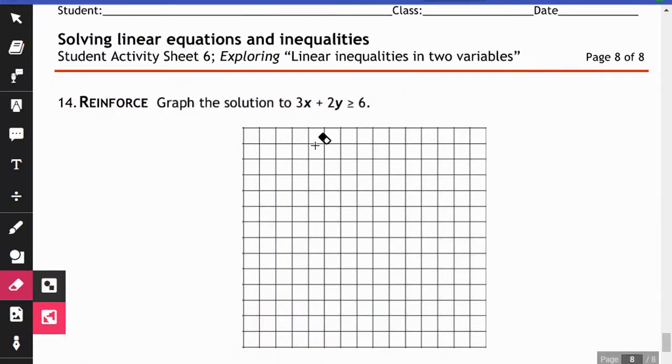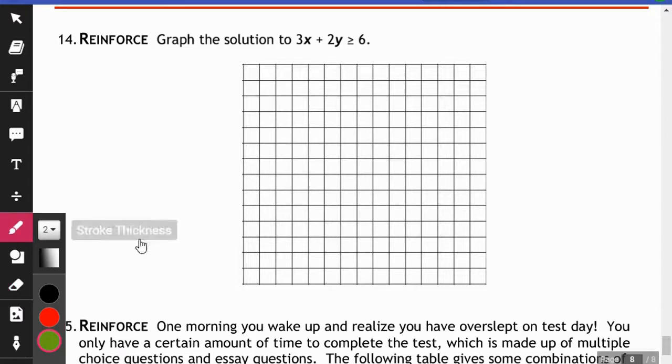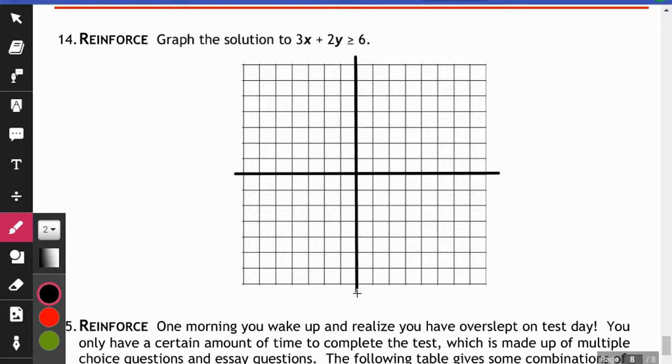Last page. Let's graph this solution: 3x plus 2y is greater than 6. Now first we have to graph it, and then we have to fill in the side that we want to fill in. So we're going to go like so. Here's our graph. Here's our other graph. If x is 0, y is 3.